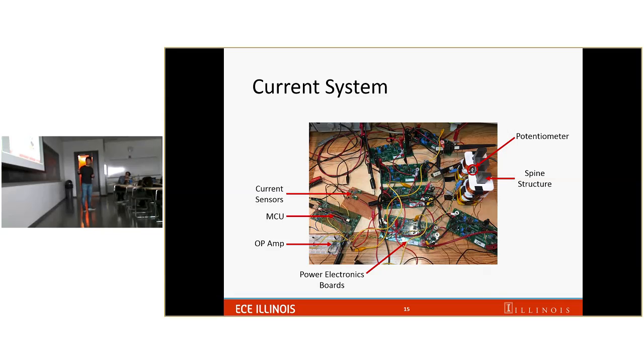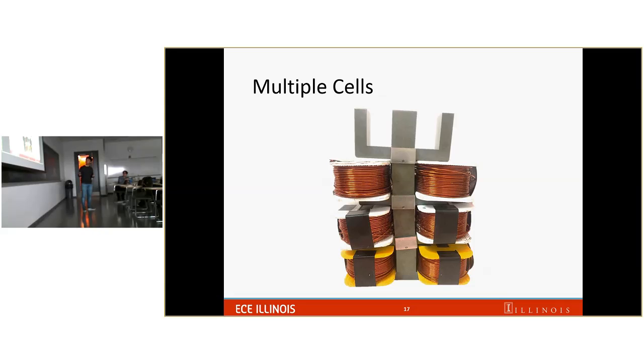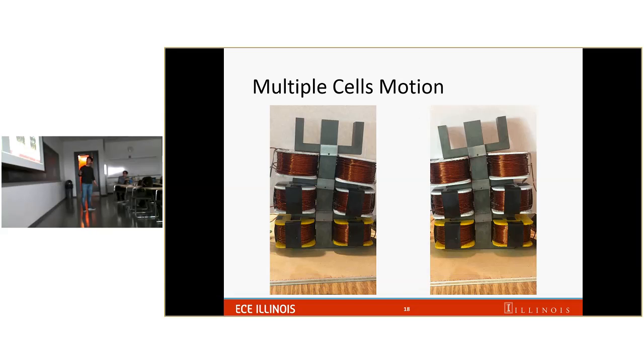So now this is a bulky and messy system. I'm planning to mount all the system onto each cell. Each cell will include switches, a power supply circuit, gate drivers, and sensors, which include a current sensor and a position sensor, and eventually the microcontroller will be embedded as well. So these are the multiple cells that I'm working on now, and I'm going to show you how it moves.